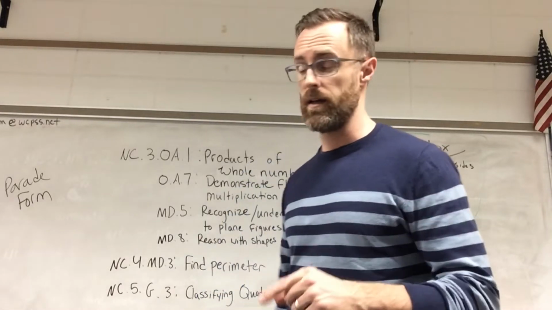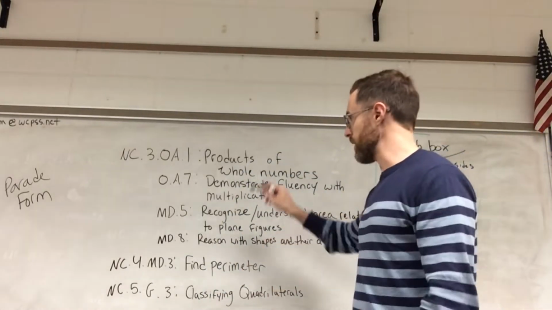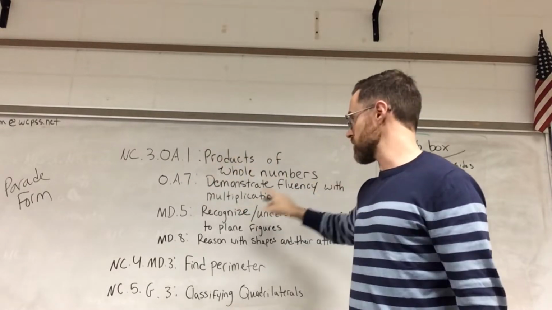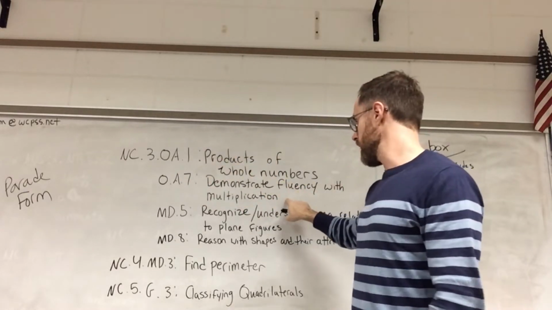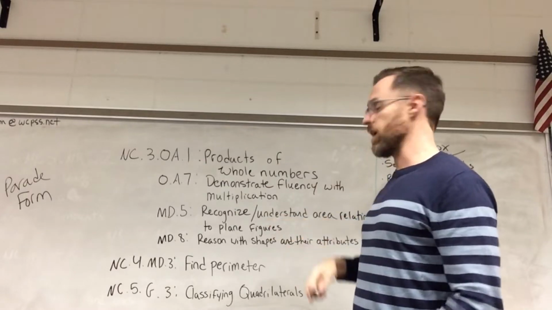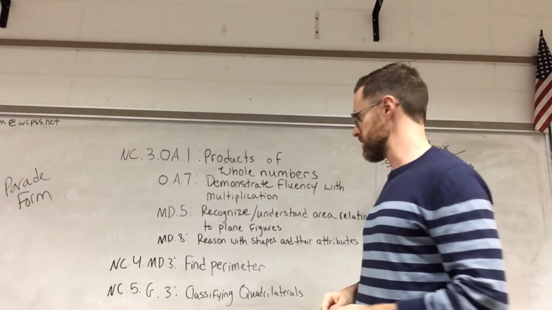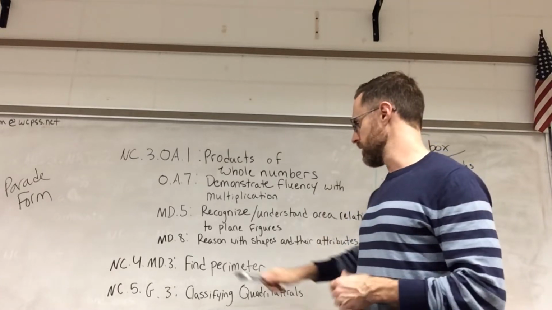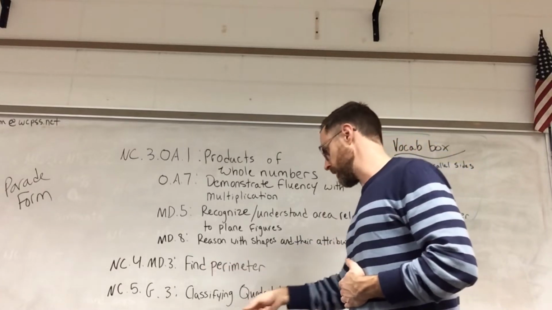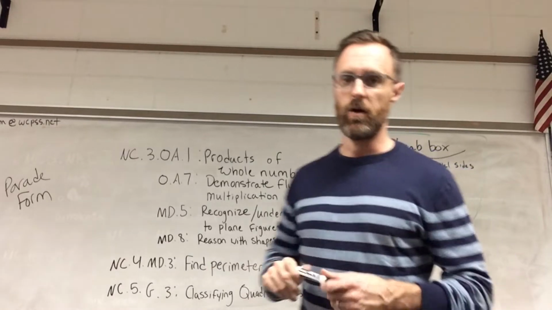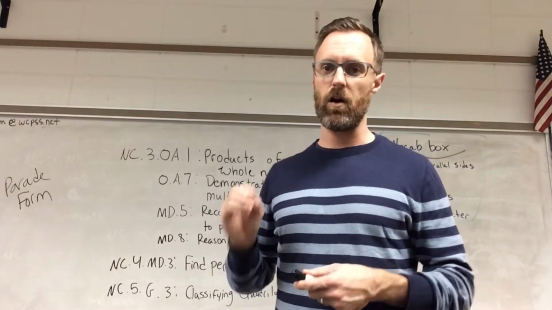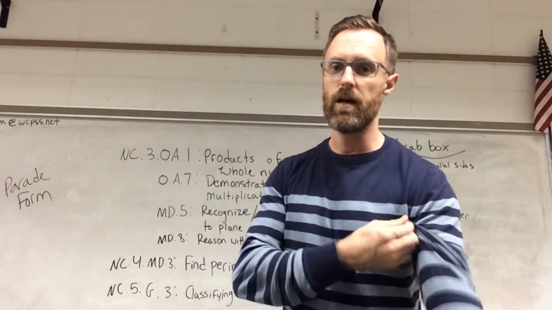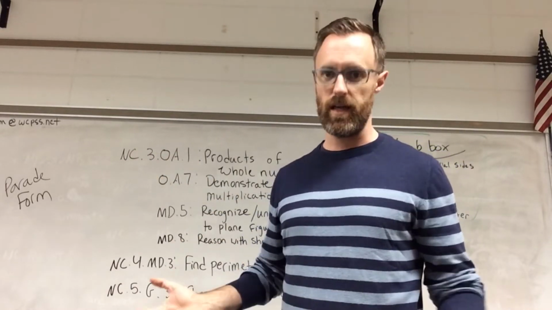But moving on, this week we're covering finding products of whole numbers. This is third grade standards here: demonstrating fluency with multiplication, and then recognizing and understanding area related to plane figures, and reasoning with shapes and their attributes. Fourth grade, we're finding perimeter, and then fifth grade, classifying quadrilaterals. But again, multiplication is the current that runs through all of these grade levels and a whole chunk of the math standards, so that is a huge focus of today as well.